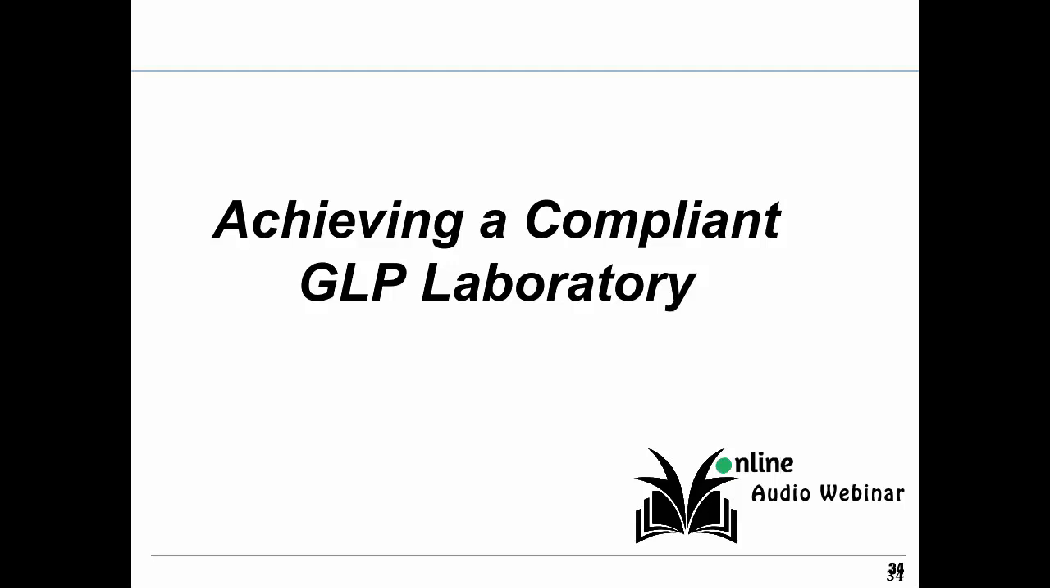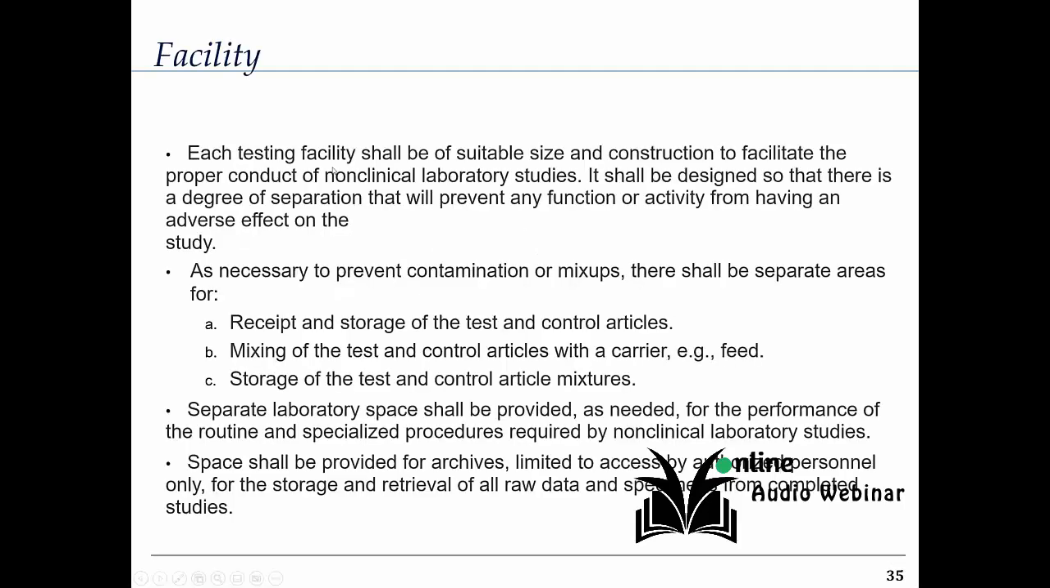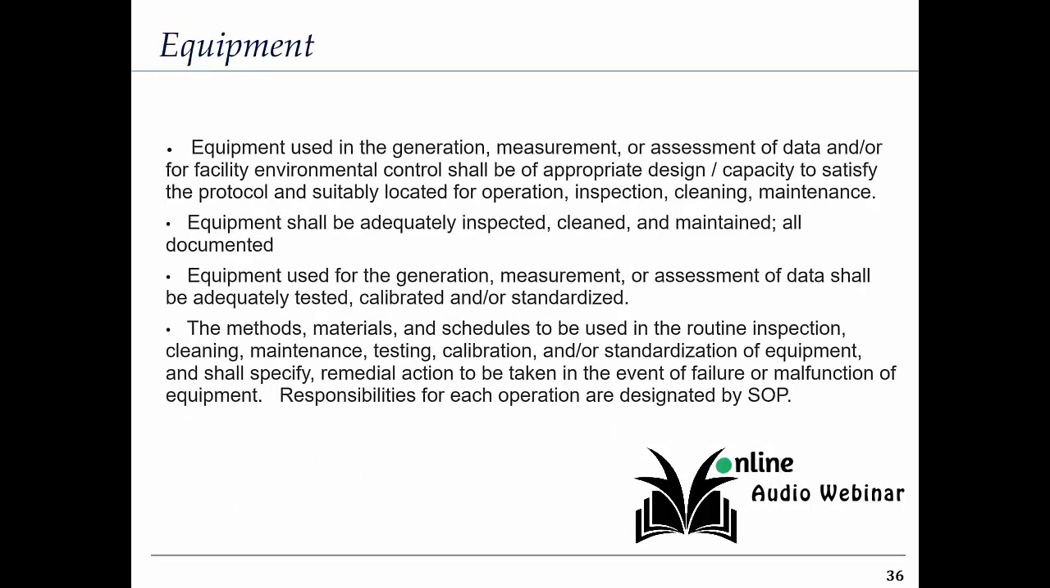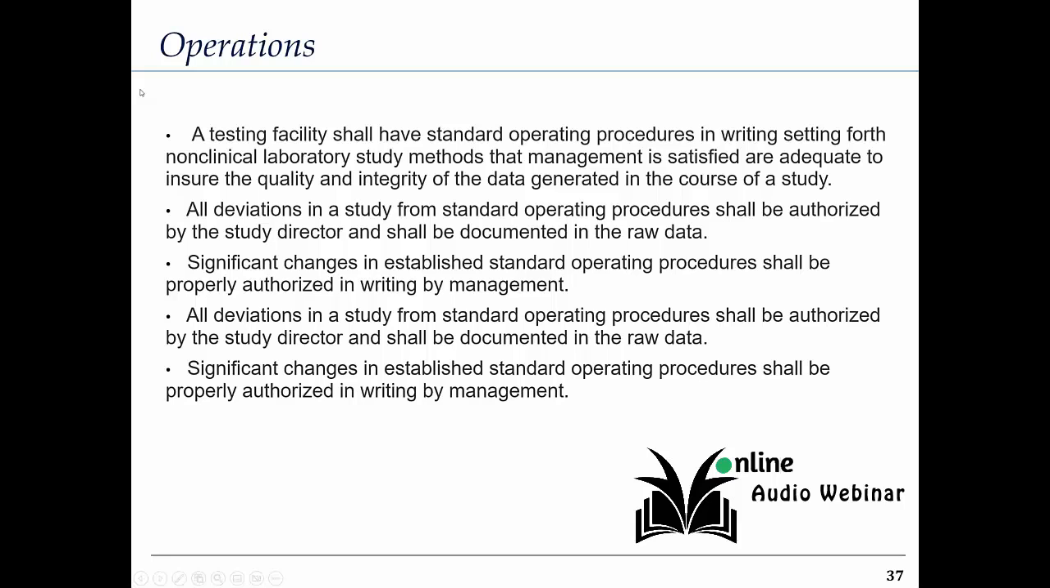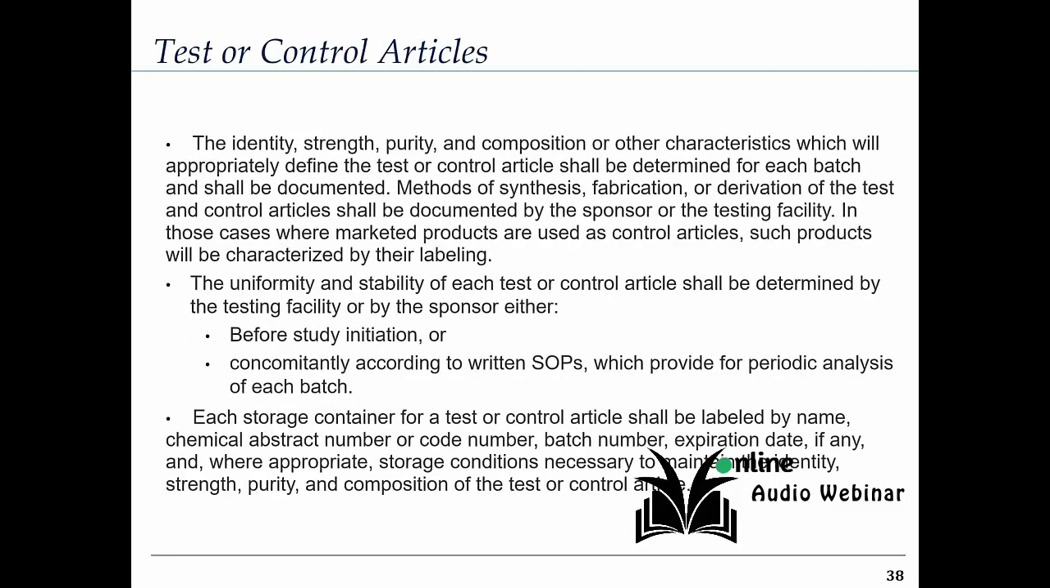Compliant GLP laboratory. Suitable size and construction. That's very subjective. It is up to you to define that. Equipment, we talked about that. This gets into just the general requirements of maintaining them in a way that they're suitable for their work. You need standard operating procedures. Sometimes they're called business operating procedures, but usually SOPs, standard operating procedures. Test controllers, they need to be adequately defined.